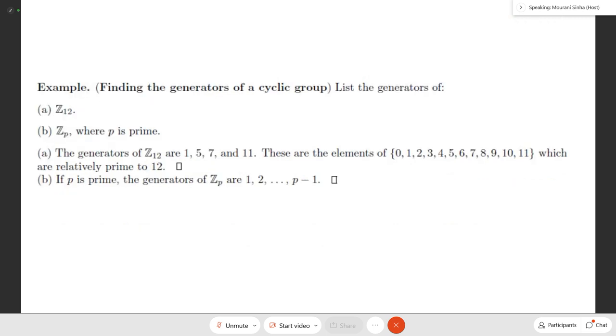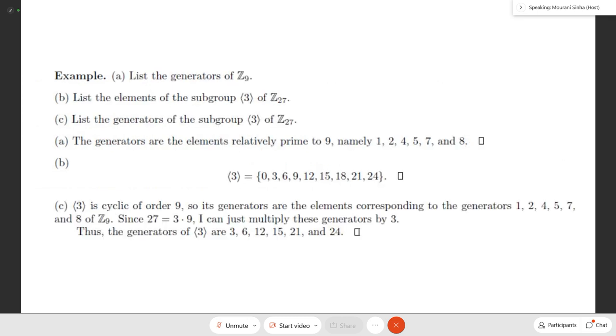Okay, finding the generators of Z12. This I had discussed in class before, so I will not go into it. Then we have one more question about Z9 and Z27. I will not discuss it again because I told you about Z24, Z15. So the same things are there. Now you know about the generator. Now you know about the subgroup. So this is the same explanation.